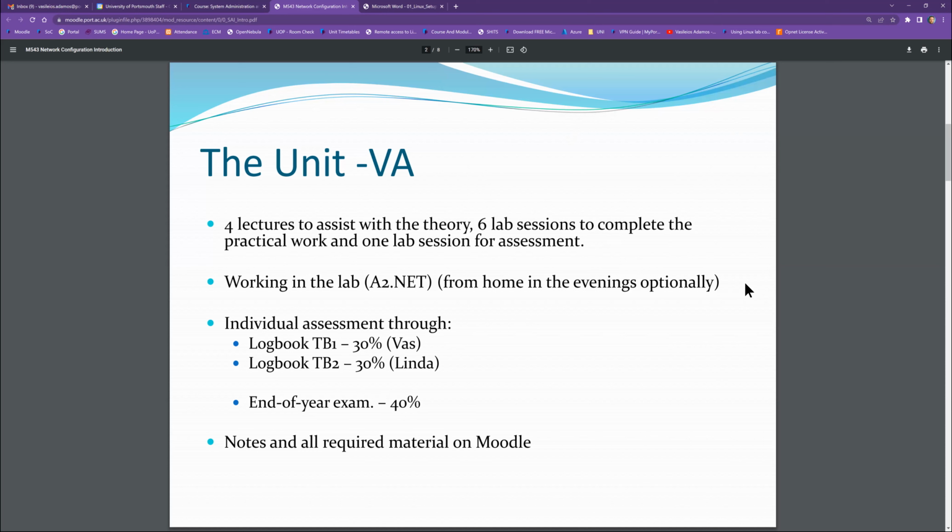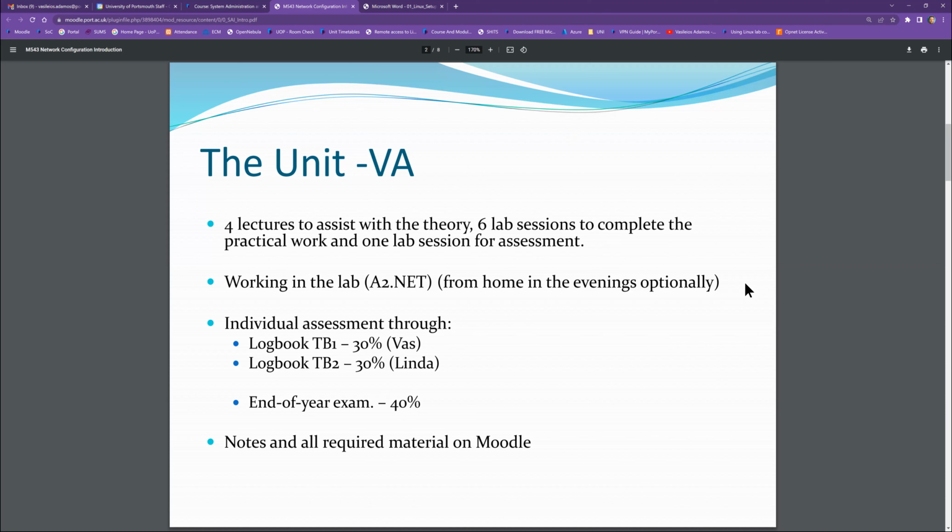Now, the module is heavily based on practical work. We are firm believers of learning by doing rather than death by PowerPoint, which is what I'm doing now ironically, but it doesn't last long, so it's fine.